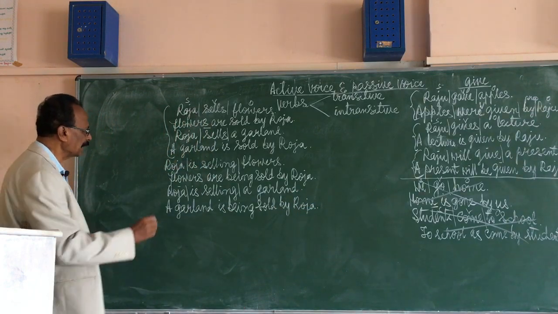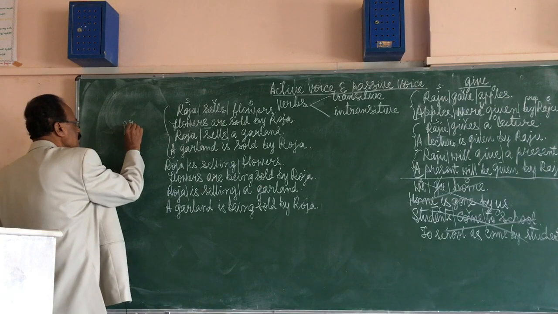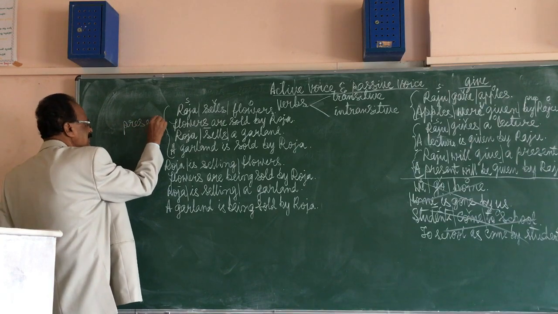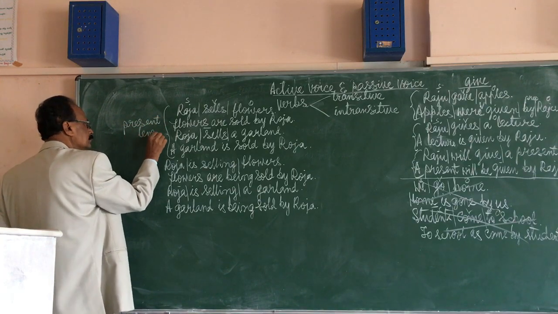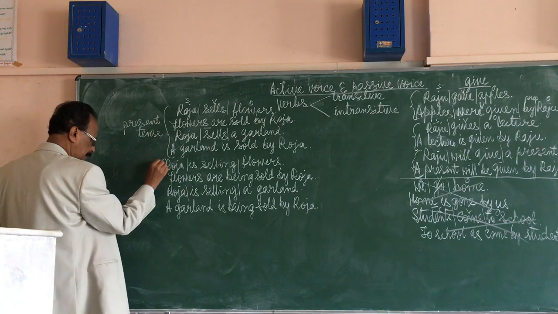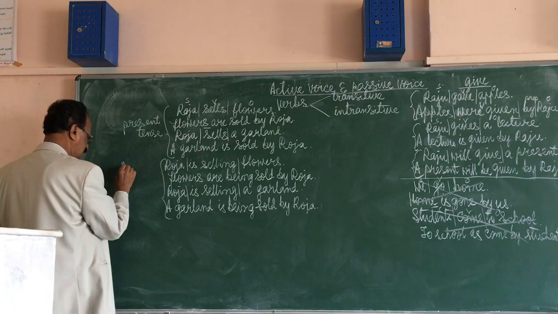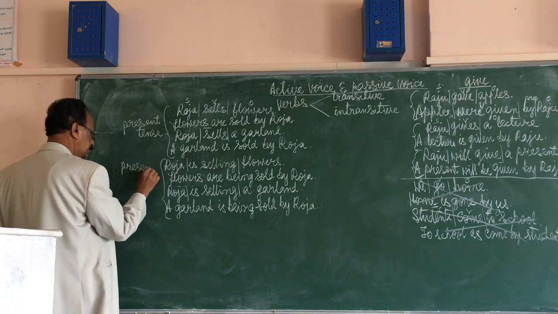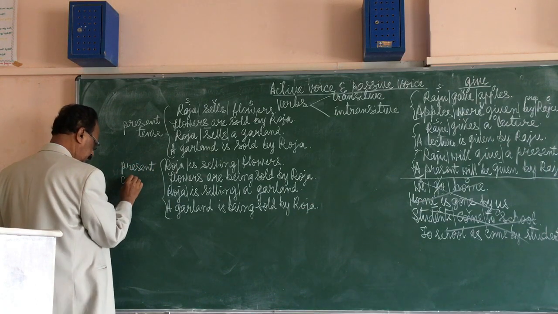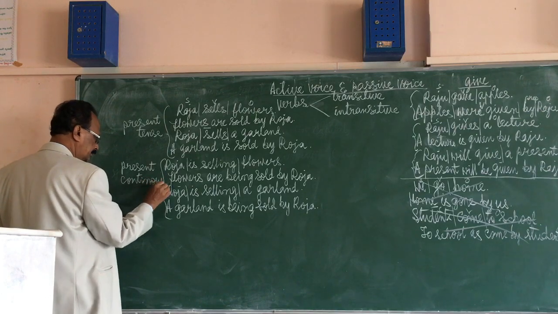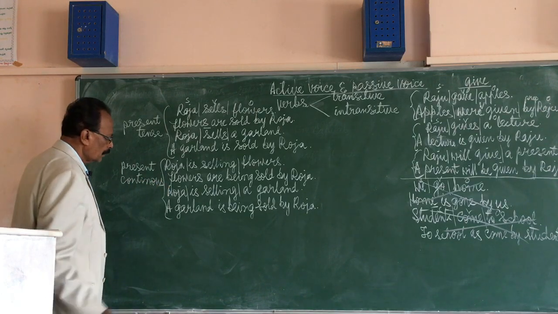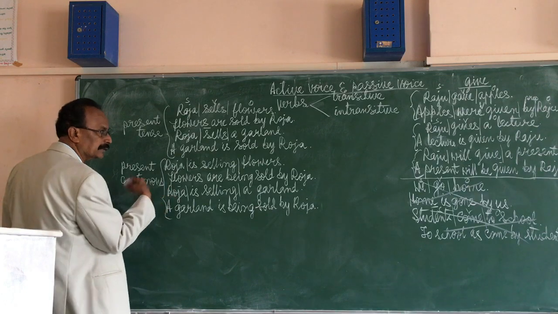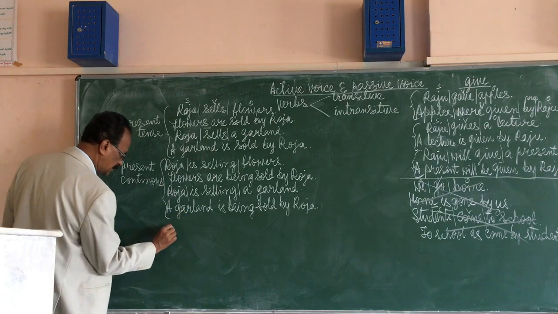Roja is selling flowers. This one is present tense. This is present continuous tense. Let us see this in past continuous.